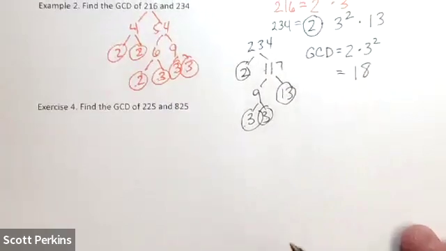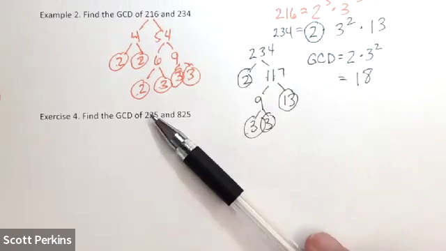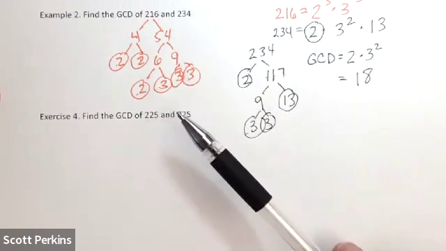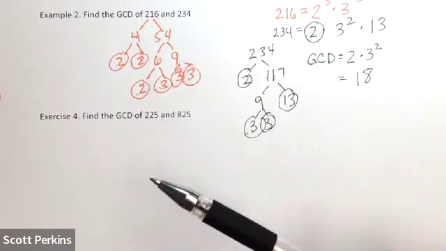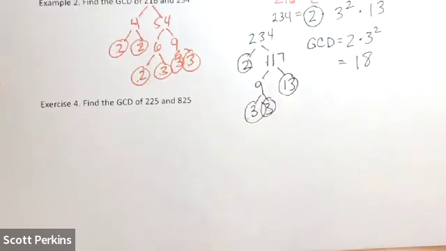I'd like you to do the same thing for exercise 4. I want you to break both of these numbers down into their prime factorizations, and then I want you to find the greatest common divisor, the largest number that divides into both. Push pause on the video. I'll be back in just a moment.